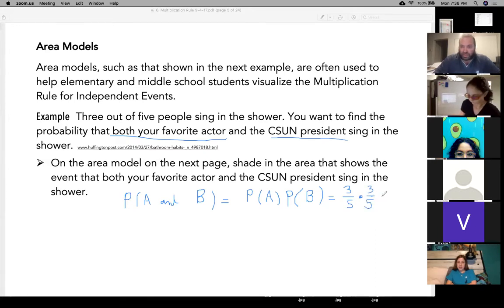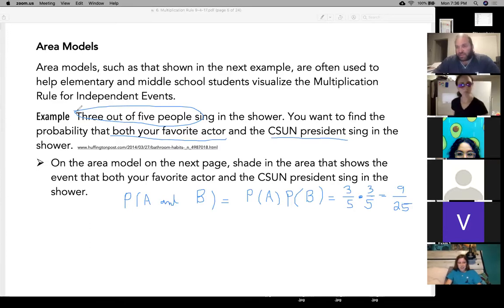So what's the likelihood that they both sing in the shower? 9 out of 25. You guys see where these numbers are coming from? Yeah. 3 out of 5 people sing in the shower. So the likelihood that someone sings in the shower is 3 out of 5, assuming that's true.